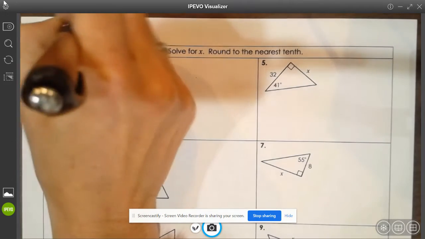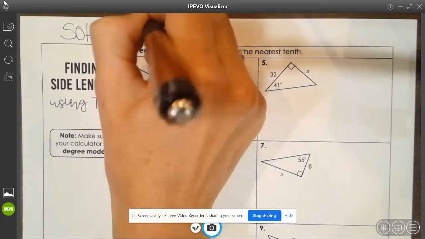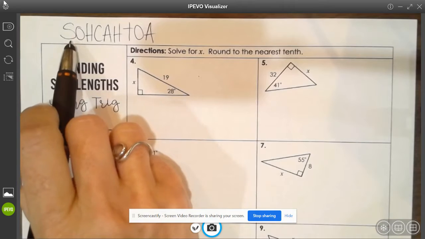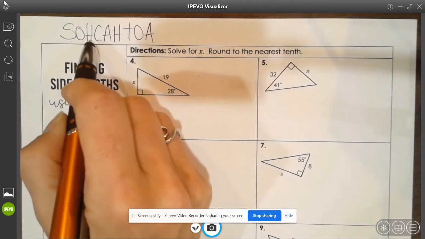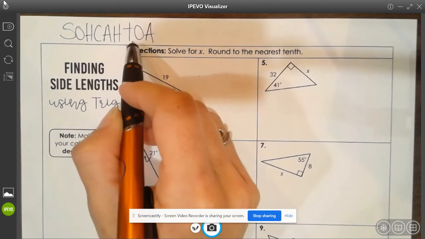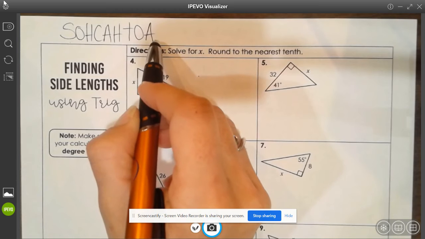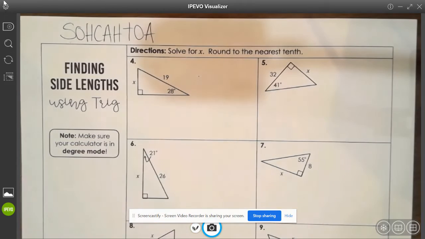So remember this. Those are my ratios here. Sine, opposite over hypotenuse. Cosine, adjacent over hypotenuse. Tangent, opposite over adjacent. So that's what we're going to be using, if you remember.